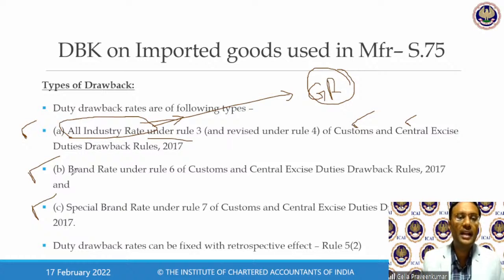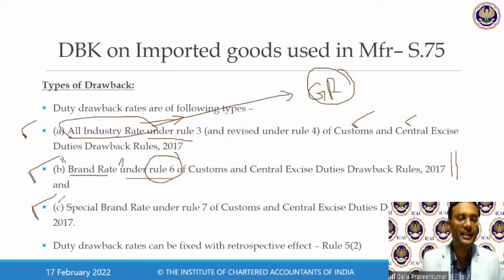Second, brand rate under Rule 6, where the rate of duty drawback is not fixed. When the rate of duty drawback is not fixed, I make an application under Rule 6, which is called brand rate. As the name goes, this is applicable for your brand. This is applicable precisely for you.